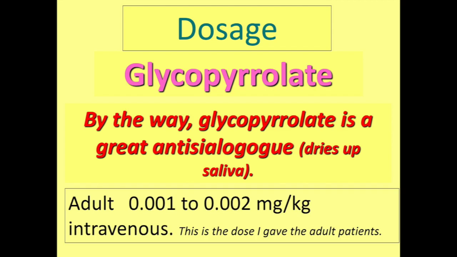And as we said earlier, glycopyrrolate is an excellent anti-sialagogue, meaning it dries up the saliva. You have to give a dose that's extremely low. This one, I'll tell you, is 0.001 to 0.002 milligrams per kilogram. And it takes a little bit of time before it finally kicks in and really dries up their mouth. And I tell the patient before the anesthetic, you're going to wake up and your mouth is going to be extremely dry for a bunch of hours.